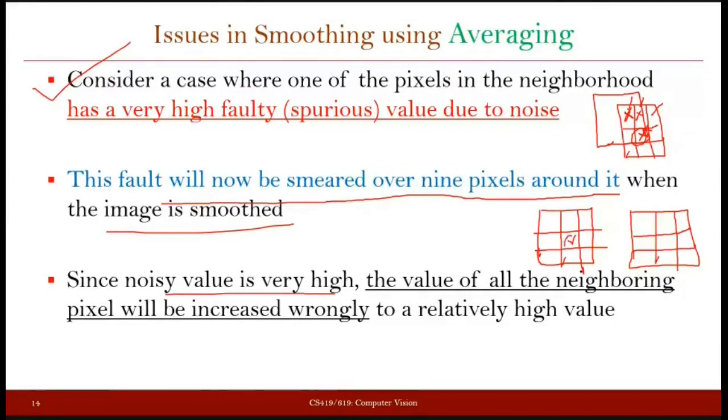But because of this pixel being faulty, the intensity of all these 8 neighboring pixels also gets changed. And if the value of this pixel is very high, then the effect on these pixels will be very high. So though only the central pixel had, in some sense, the wrong value, the effect of that wrong value has actually got smeared over all the other neighboring pixels, right? So that's the problem when we are using the averaging or Gaussian filter.